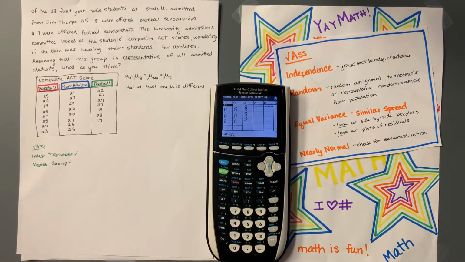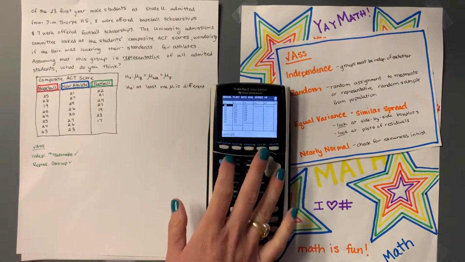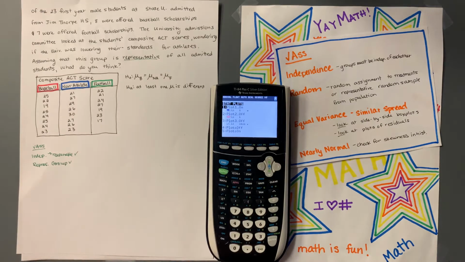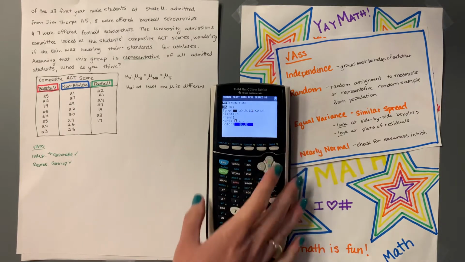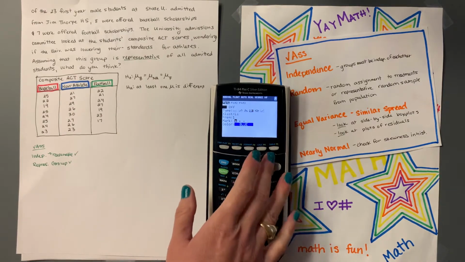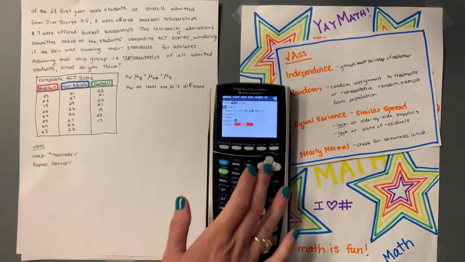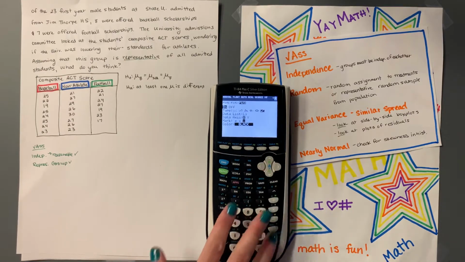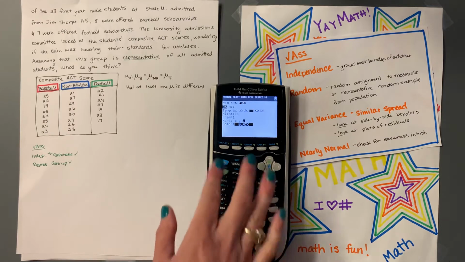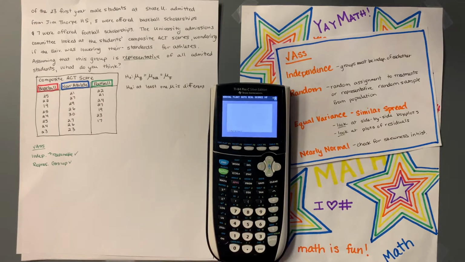To do this, I need to look at my side-by-side box plots. If I go into my stat plots, I am going to turn all 3 plots on, and I am going to choose box plots. So I'm going to make this list 1. Let's turn on plot 2 to a box plot with list 2. And then let's turn on plot 3, also with a box plot for list 3. Let's make sure there's nothing in my Y. Then I'm going to hit zoom 9, and I can see my graph there.